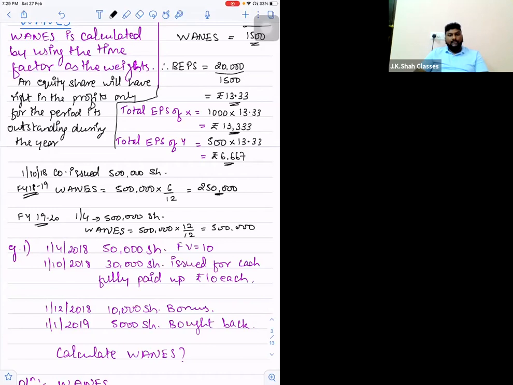Got it. So technically, when the new shares come in, then only the Vains change. Vains generally are equal to the number of shares which are already outstanding, because those shares are outstanding for a full 12 by 12 months. So 12 by 12 automatically gets cancelled.